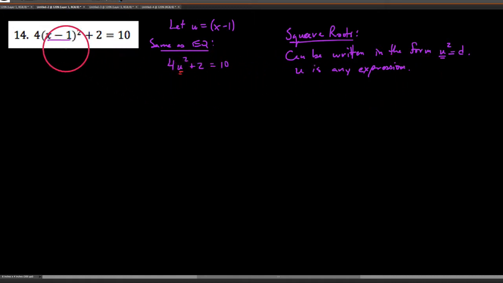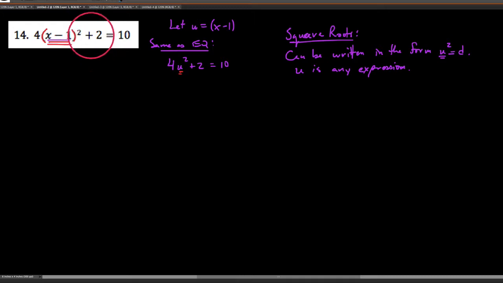And so what we're going to do is not rewrite this with a u in the place of x minus 1, but recognize that because we only have one thing being squared here, namely the x minus 1 factor, we're going to get this factor by itself, the factor being squared, and then we're going to take the square root of both sides.